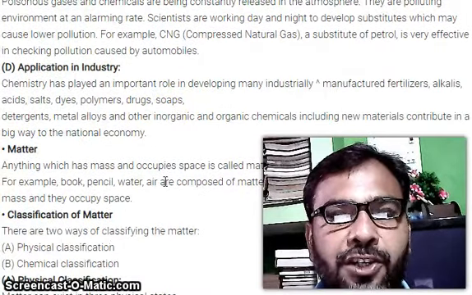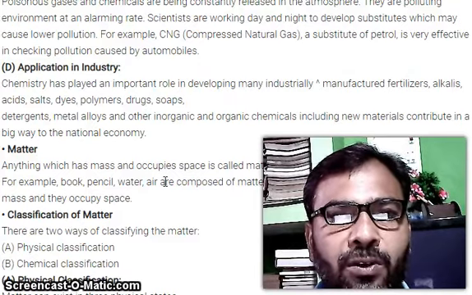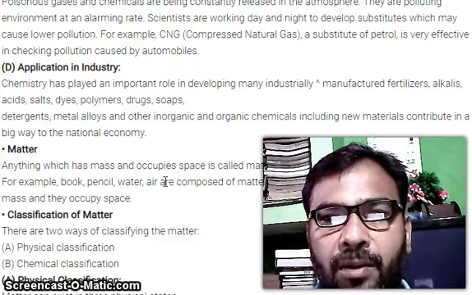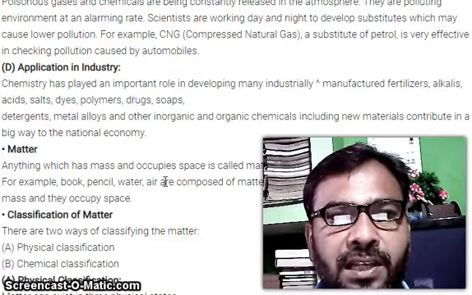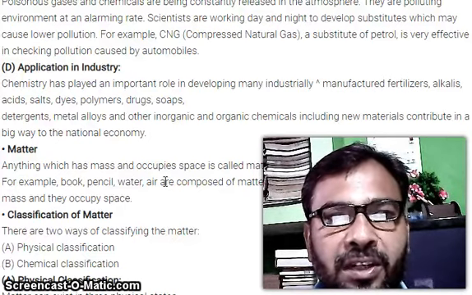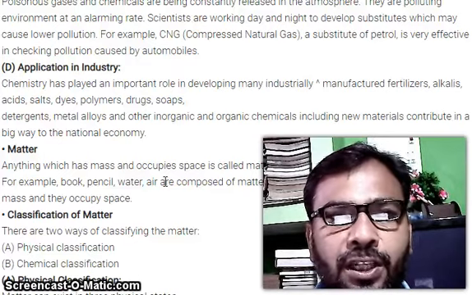Now, application in industry. Chemistry has played an important role in developing many industries. Industries manufacture fertilizers, alkalis, acids, salts, dyes, polymers, drugs, soap, detergent, metal alloys, and other inorganic and organic chemicals, including new materials, which contribute in a big way to the national economy.